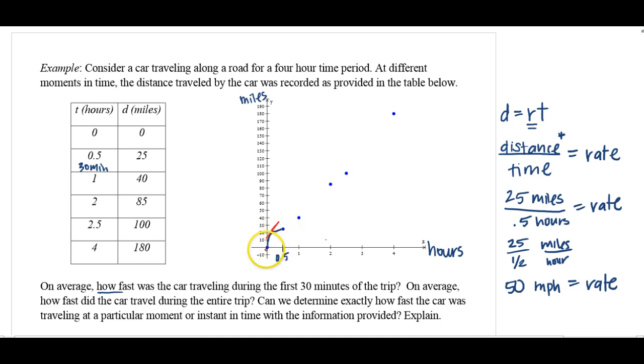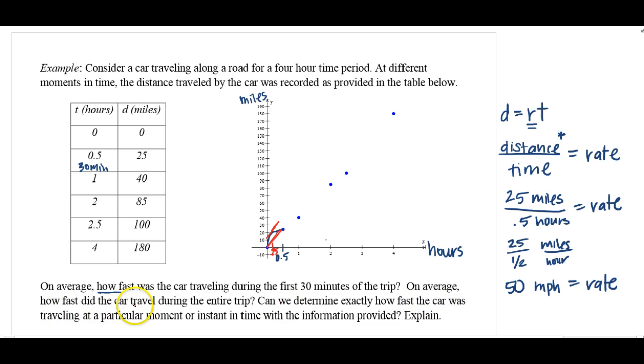So what I'm essentially finding in an average rate of change is the slope between these 2 points. If I find the slope between 2 points, I found the slope of a secant line. But if I want to know exactly how fast I was going at 0.25 hours, so after 15 minutes of traveling, well then I would need to find the slope of a tangent line, which is a derivative. So let's keep going and answer the second question.